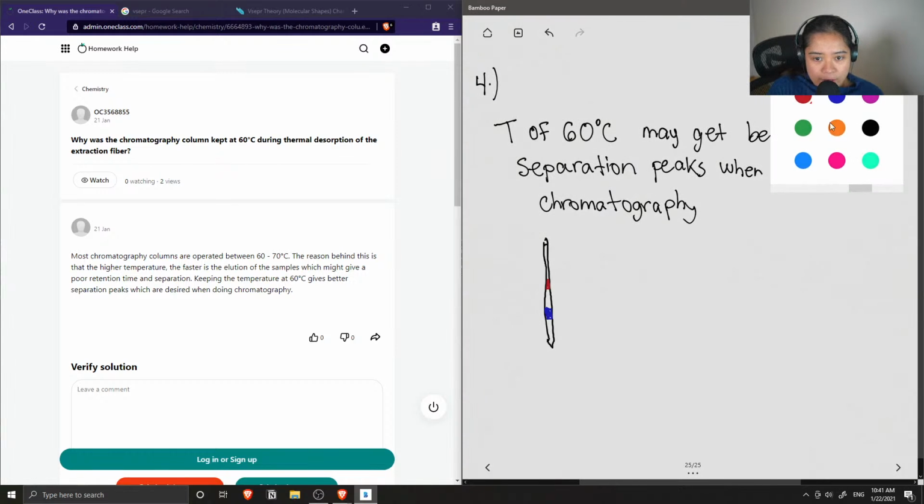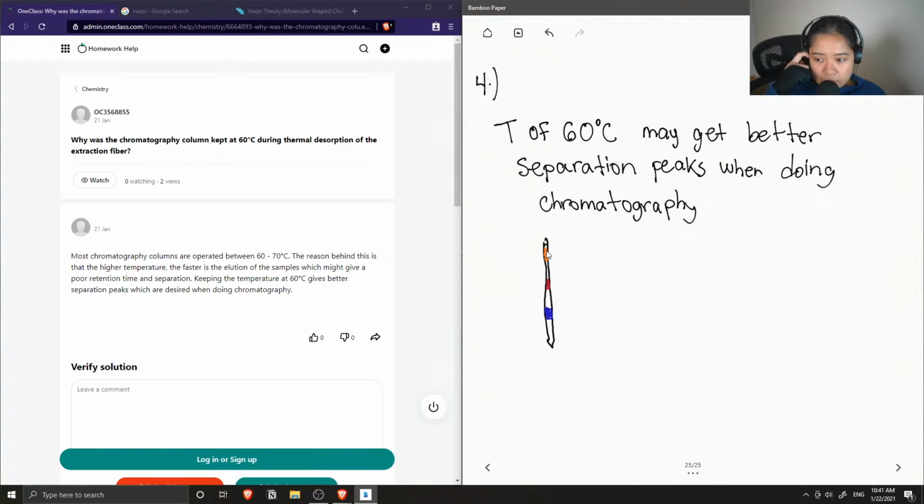So I'm just using random colors to show that some of them get eluted at the top. And it also depends on if your column is polar or non-polar, or if the solution that you run through the column is polar or non-polar. And then this will separate all your peaks. So when you have a temperature of 60, then you may get better separation, and sometimes you can even go higher in temperature as well to elute some of the larger molecules.